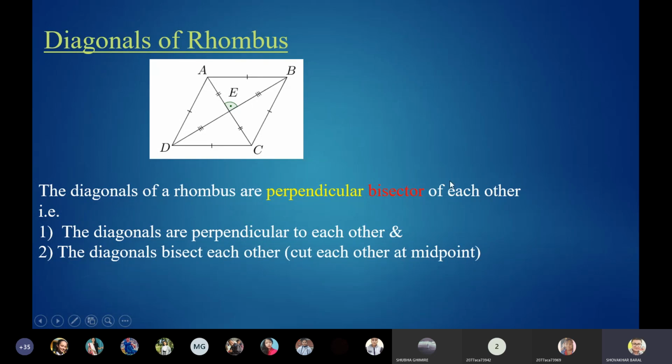The diagonals of a rhombus are perpendicular bisectors of each other. This is the slide that we discussed in earlier classes. So what does it mean? It means that the diagonals are perpendicular to each other. These diagonals BD and AC are perpendicular to each other, and the diagonals bisect each other. It means they cut each other at the midpoint. I'll use this concept to solve the next question. Let me go to the next question.